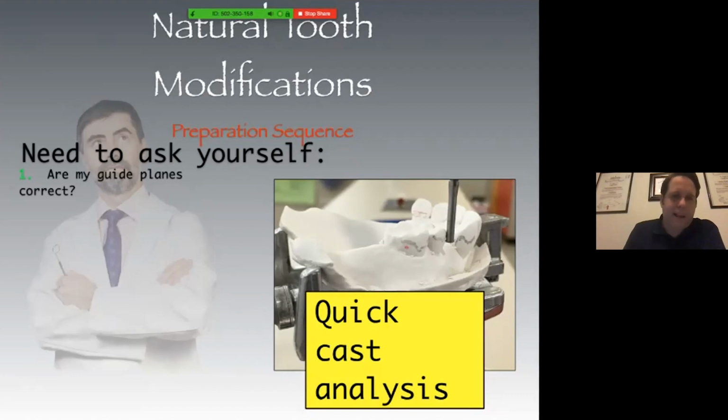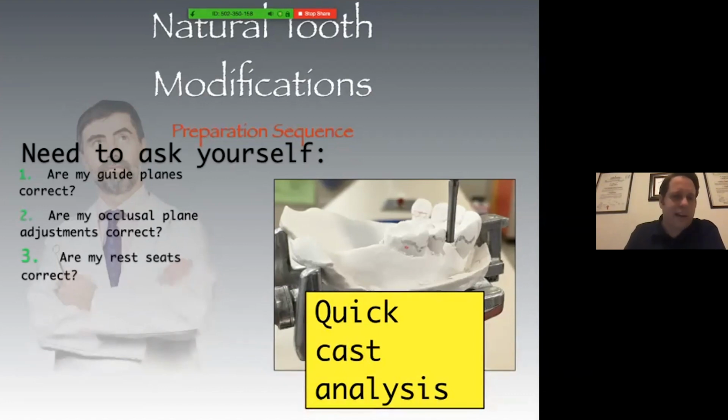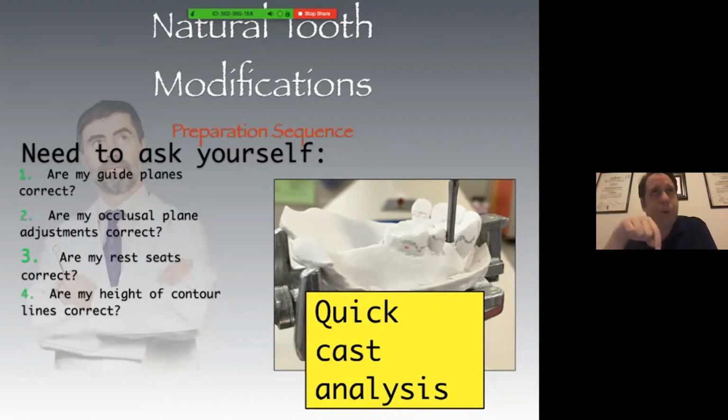Are your guide planes correct? Are my occlusal rests and adjustments correct? Sometimes you have to maybe do a little bit of odontoplasty of the opposing tooth to see that you have enough restorative space. Are my rest seats correct? Do you have enough room for your rest seat? Sometimes just making the dimple for the rest seat is not enough. You have to look at the embrasure space and that marginal ridge.